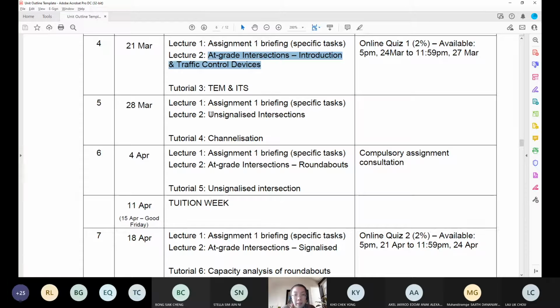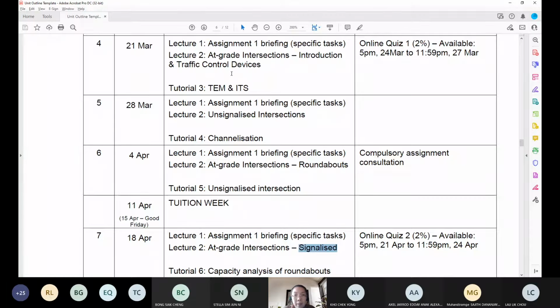And then week 5, we'll look at unsignalized intersection. So this will be how we analyze unsignalized intersections. Unsignalized means there is no traffic light, something like a T junction, for example. Then week 6, we'll look at roundabouts. Week 7, we'll look at signalized intersection. So 4 weeks we will spend on the second main topic, which is intersections.